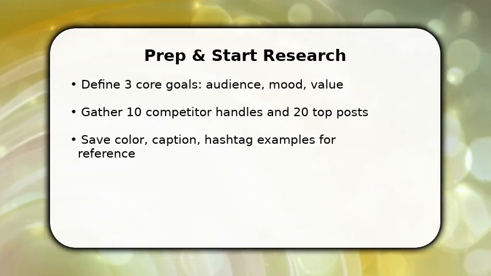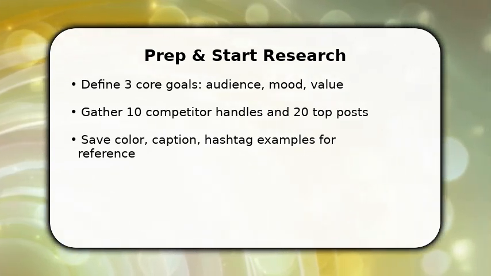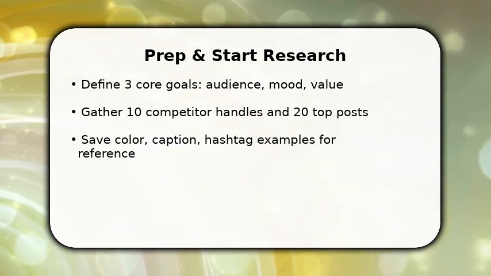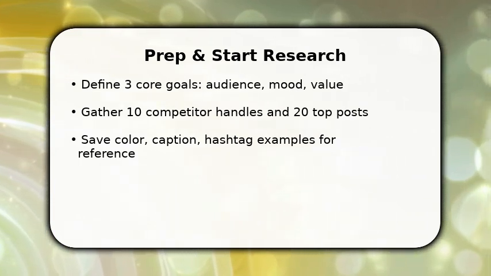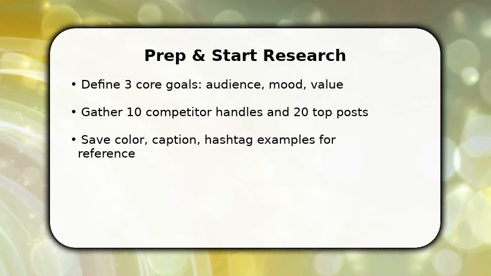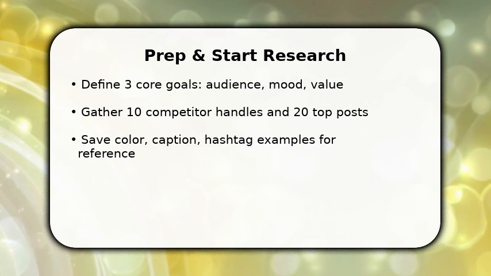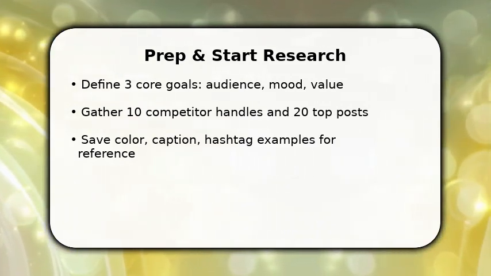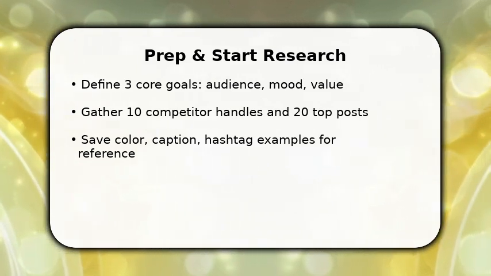You already have the account and goals, now act. Pick 3 core goals: who you serve, what mood you want, and the value you deliver. Open Instagram and shortlist 8-10 accounts that attract your desired audience, then save their top 20 posts. Once done, capture repeated colors, composition styles, caption tones, and hashtag groupings into one folder. This quick research jumpstarts theme discovery and prevents guessing later. Make sure to keep notes visible for the next hands-on step.